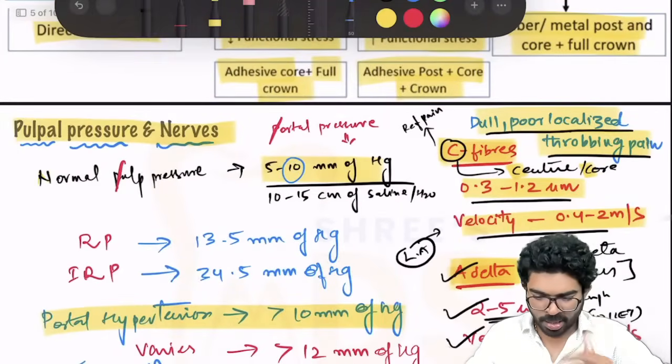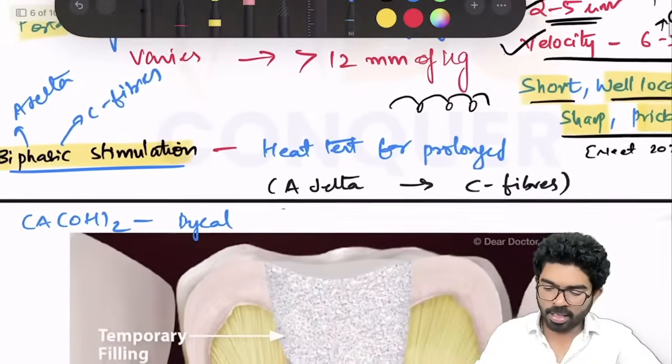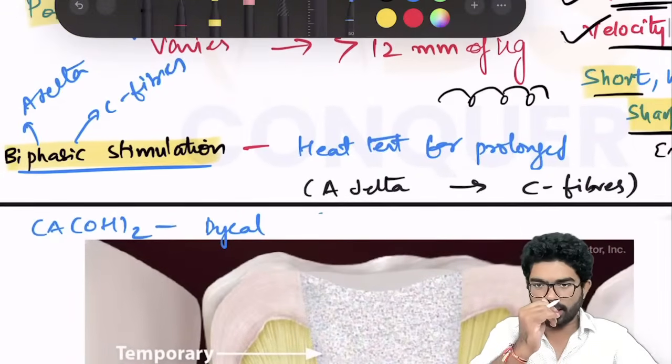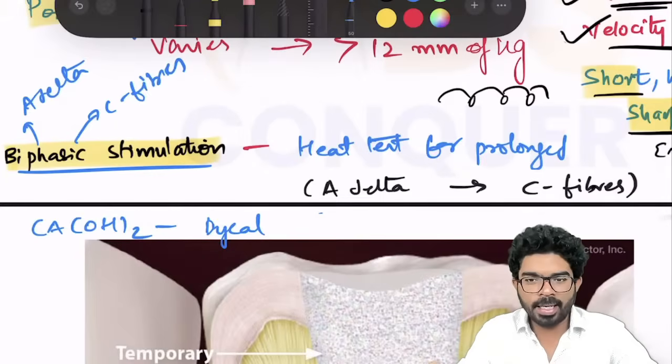It's a NEET 2025 question. So I'm done with the fibers part. And we know that we are going to do pulp sensibility tests.